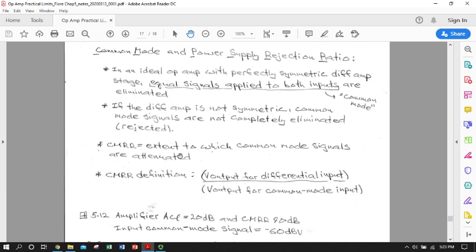The common mode rejection ratio is defined as the extent to which common mode signals are attenuated. So how much do we get rid of them? Because it's the differential signal that we want. It's our information signal that we're trying to amplify.